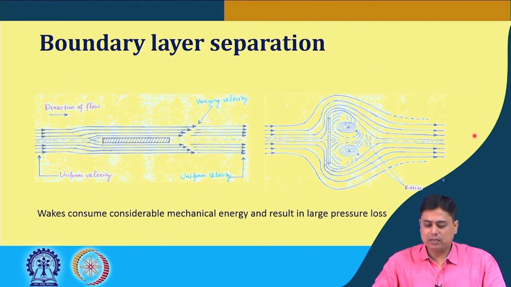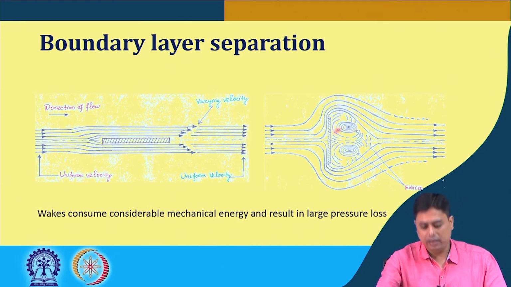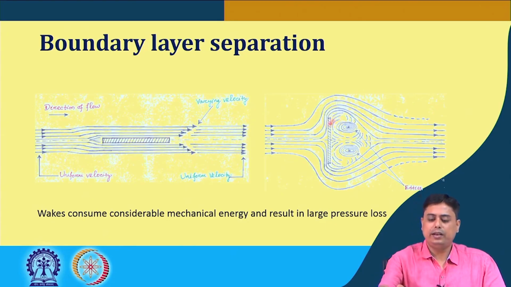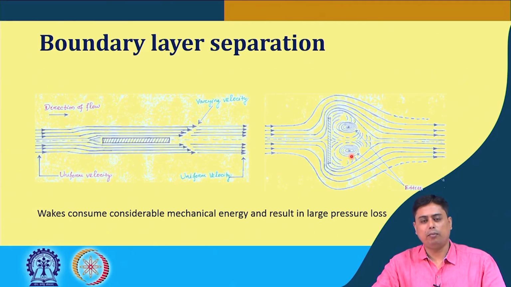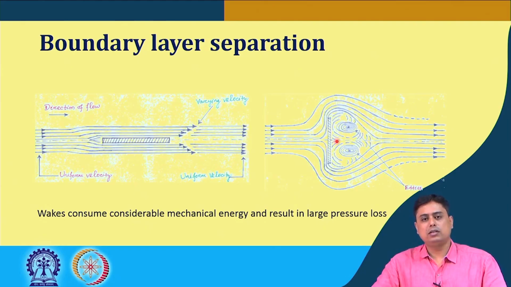Okay. So, in that case what happens, the back portion of this vertical plate becomes a backwater kind of scenario, where decelerating velocities are there and the flow field occurs, and this results in a sudden drop in pressure, or a larger pressure drop, and it creates the eddies or the wake. Okay. And this wake consumes considerable mechanical energy and results in larger pressure losses.